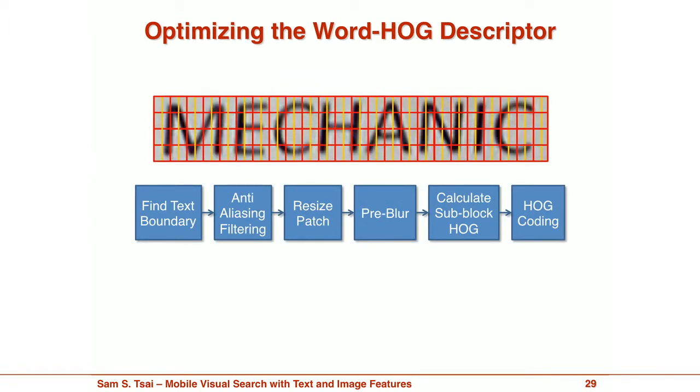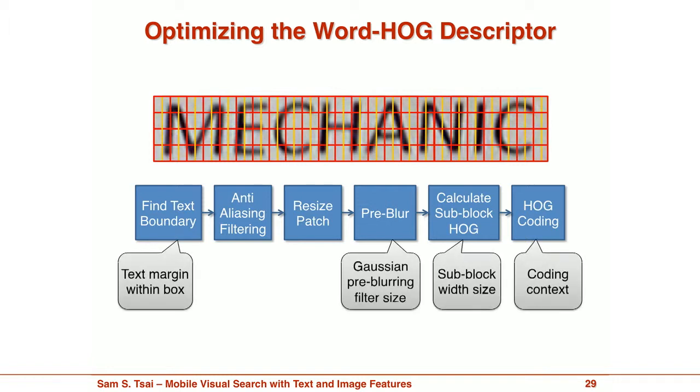A detailed look at the word patch descriptor would reveal the following blocks. First, the box is bounded on the word. Then, an anti-aliasing filter is applied before resizing the word patch. Pre-blurring of the word patch is applied before calculating the histogram of gradient features from the subblocks. And finally, the HOG features are coded using context-based type coding.